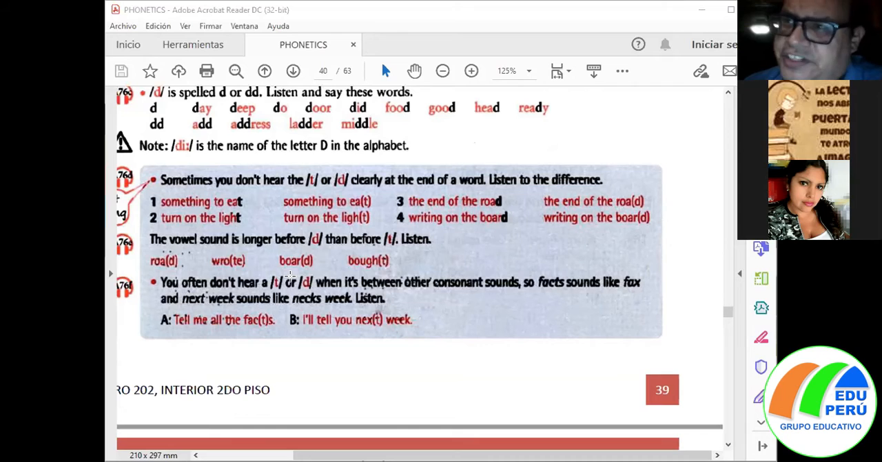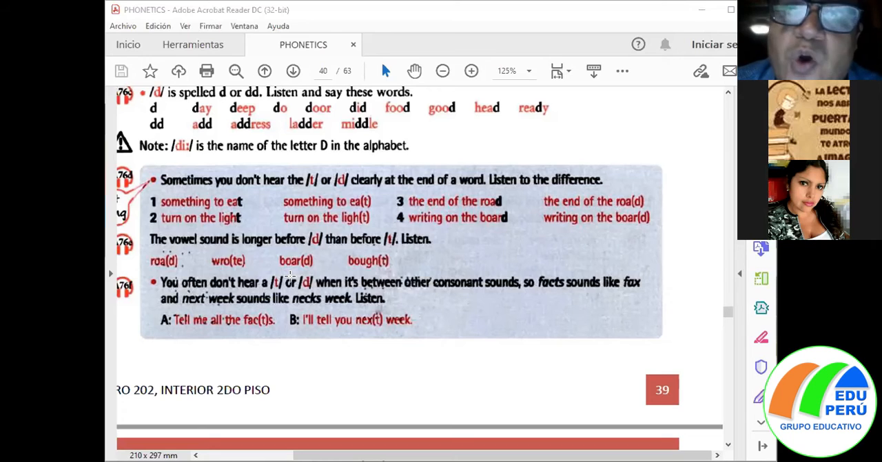Now, another characteristic of these two sounds. Notice, the vowel sound is longer before da than before ta. This is another special characteristic. The vowel sound is longer before da than before ta.